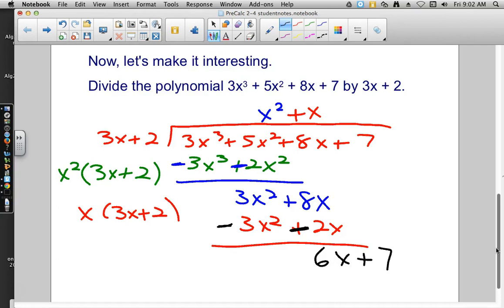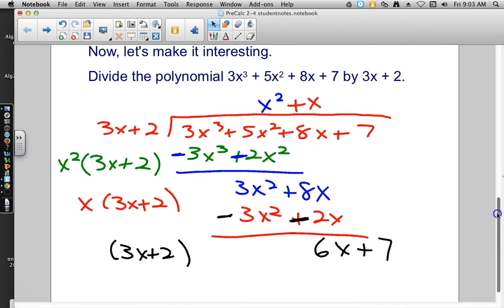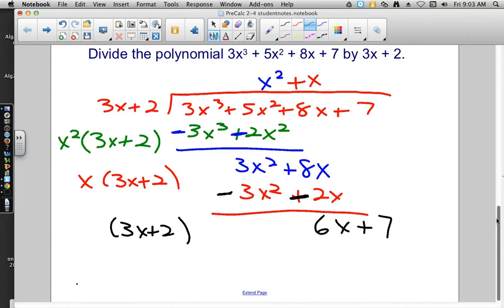All right. So I have 3x plus 2, and I have to get rid of the first term. What should I multiply by? Okay, let's multiply by 2. See what happens. 6x plus 4. Hey, that worked. I'm going to put my little 2 up here. There it is. Change my signs. Add. And I get 3.